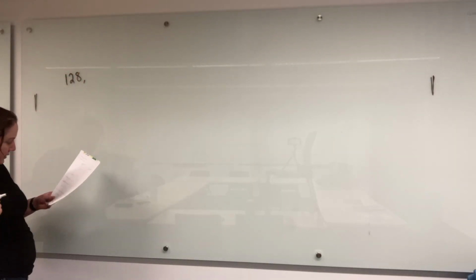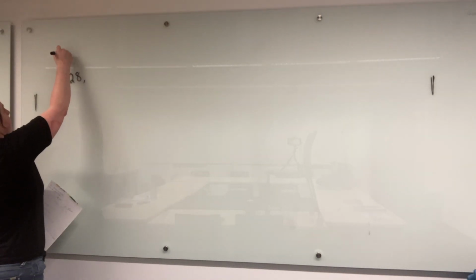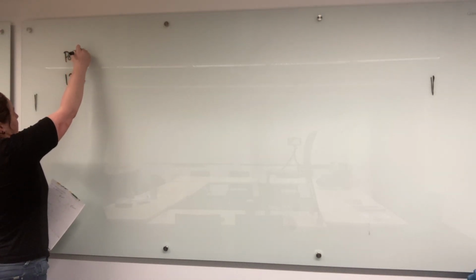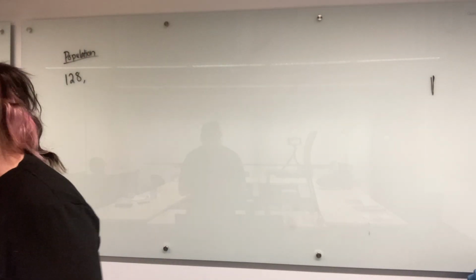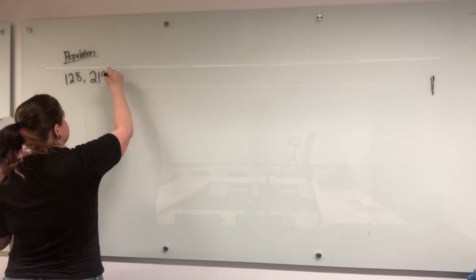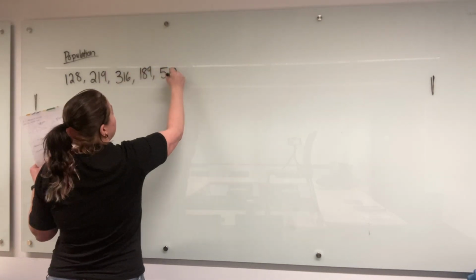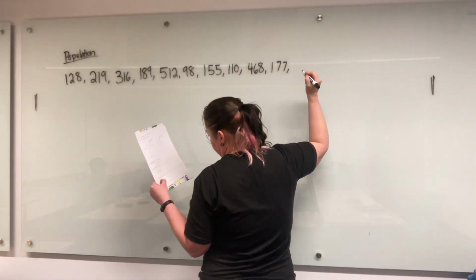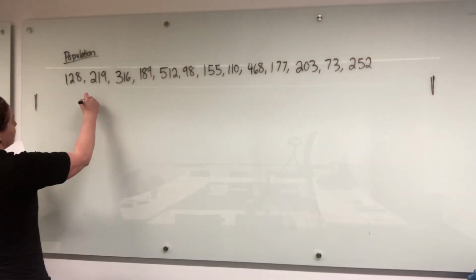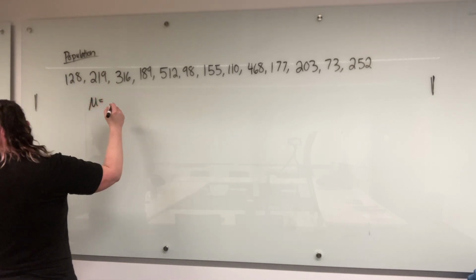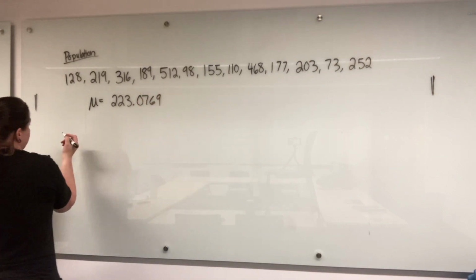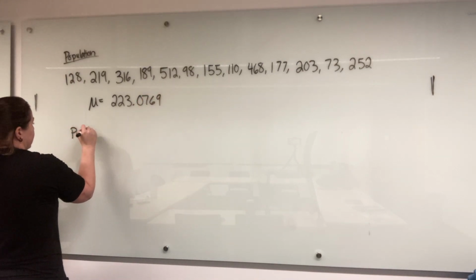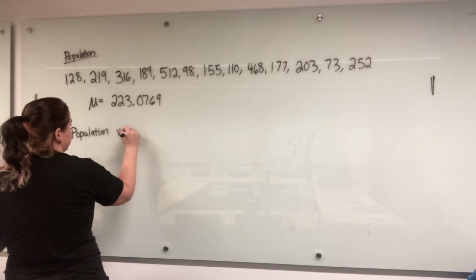So we're going to start with an example. Let's start with this data set of 13 numbers. We're going to assume that this is our whole population, and I have to say it's our whole population because the formulas I gave you are for a whole population. Our population has these measurements. So our average, our mean, here is mu equals 223.07. And what we want to do is figure out our population variance and standard deviation.